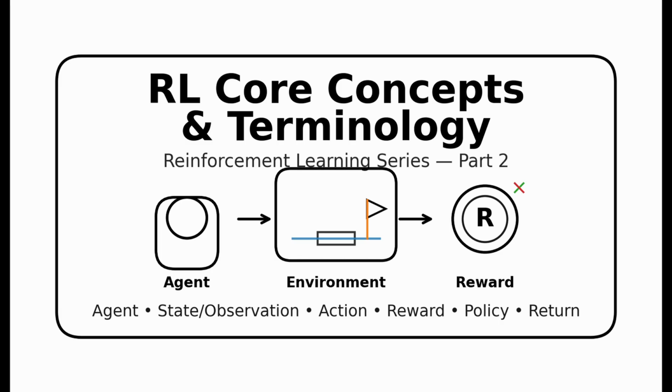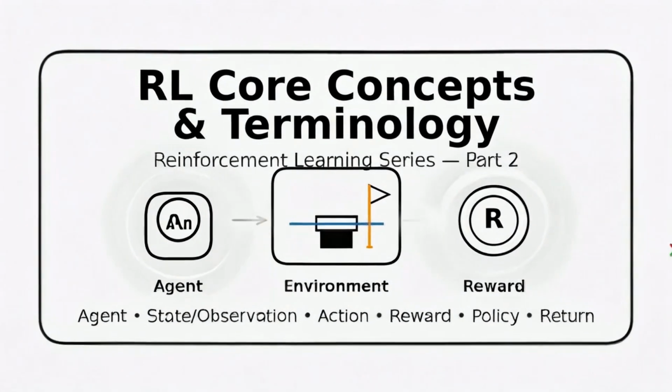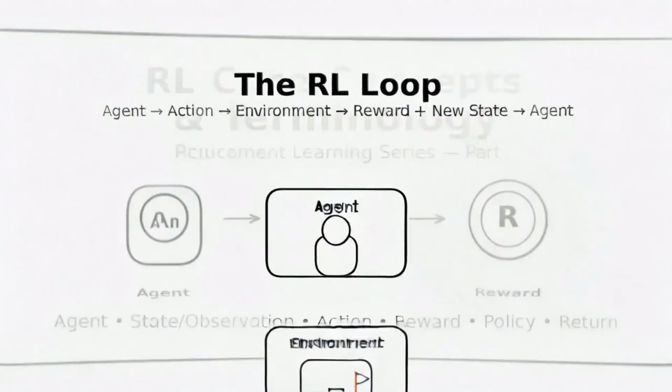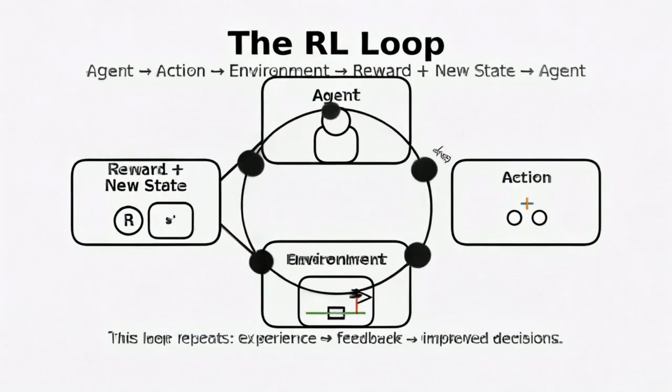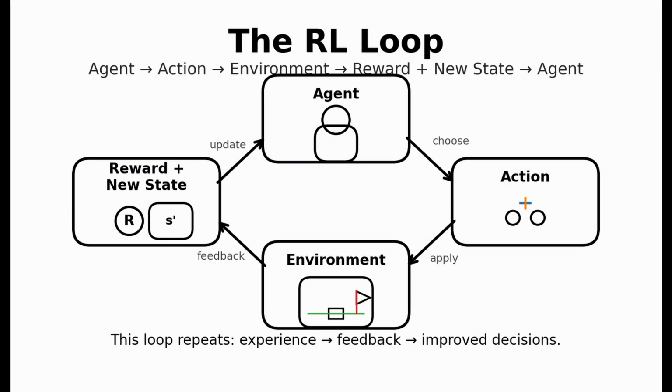You'll be like, oh, that's just the agent's experience, the score it tries to maximize, and the rule it uses to choose actions. Let's build this mental model cleanly. In reinforcement learning, we always imagine a loop. Something is making decisions, something reacts. Then the decision maker gets feedback and tries again.